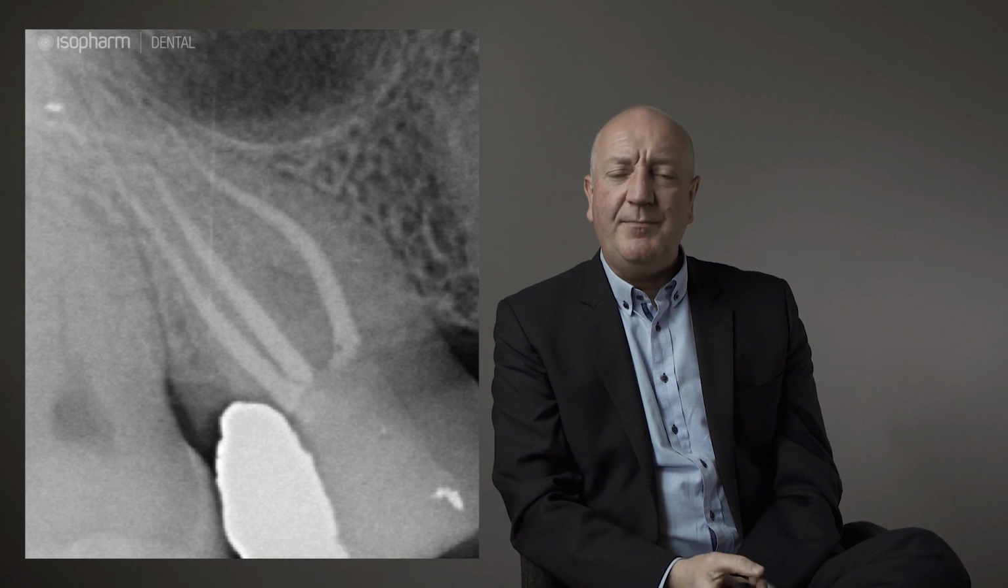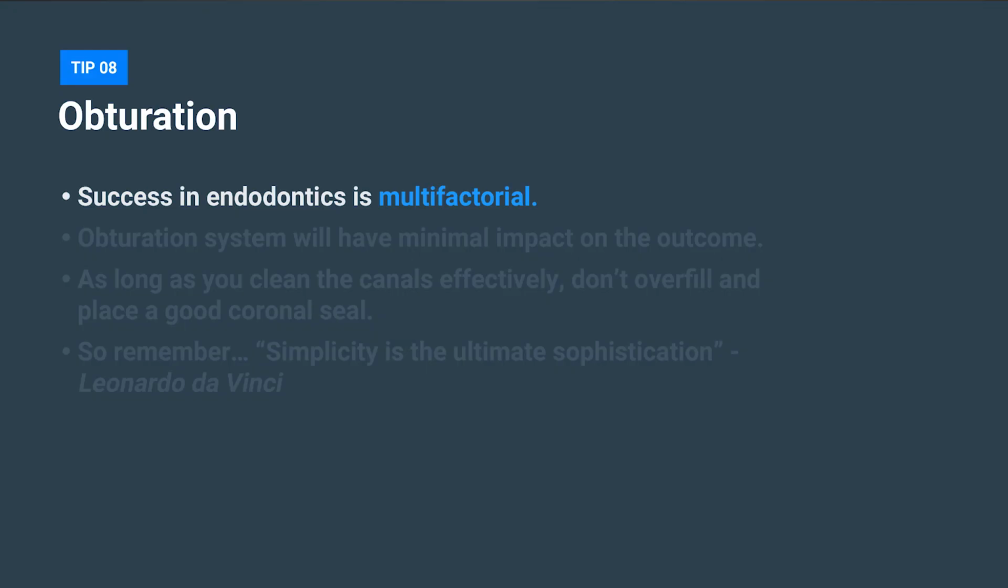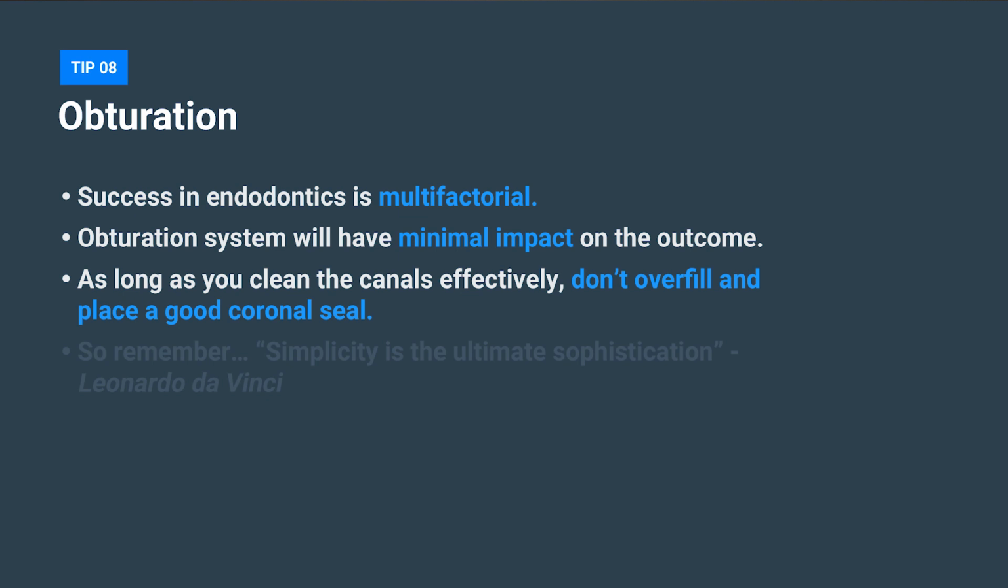So tip number 8 is success in endodontics is multifactorial. The obturation system you use will have minimal impact on the outcome as long as you get everything else right. So as long as you can clean the canals effectively, you don't overfill, you get good apical control, and you get a good coronal seal. As Leonardo da Vinci once said, simplicity is the ultimate sophistication. So use a nice simple technique that fits in with your rotary system, and these bioceramic sealers will, for most people, give very effective obturation.